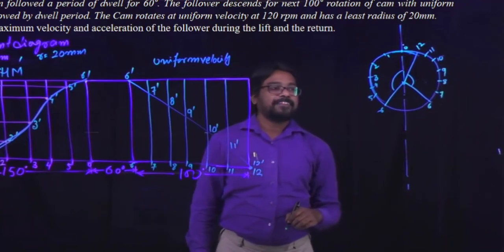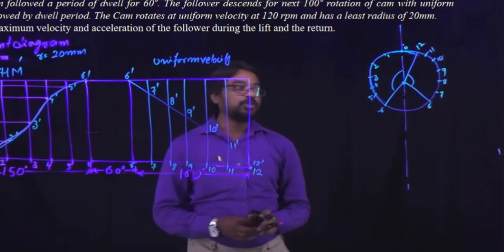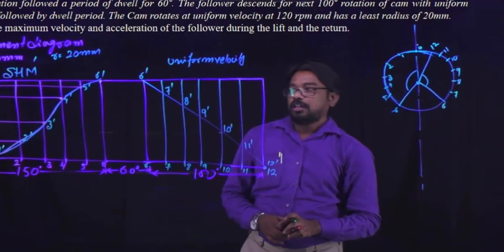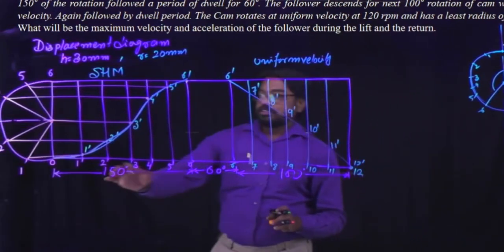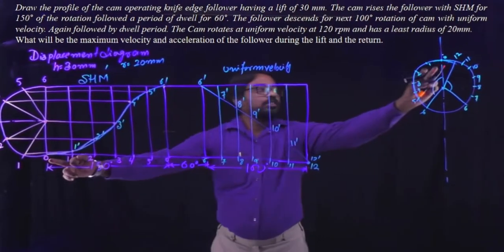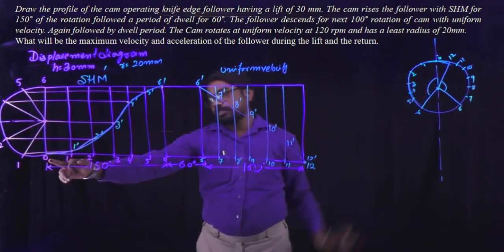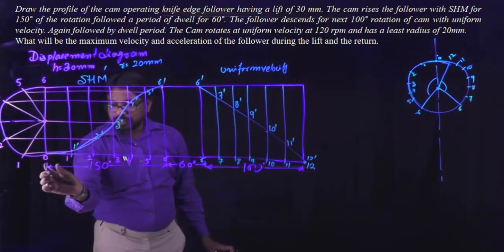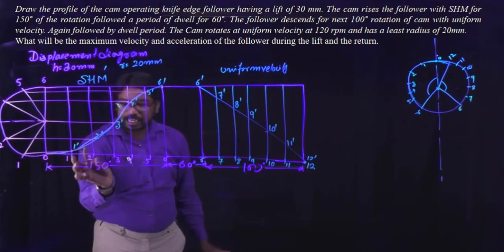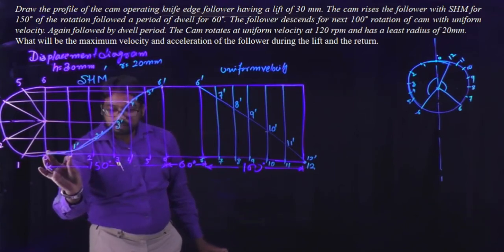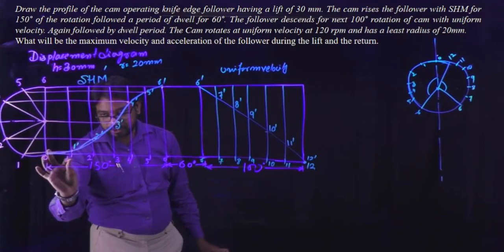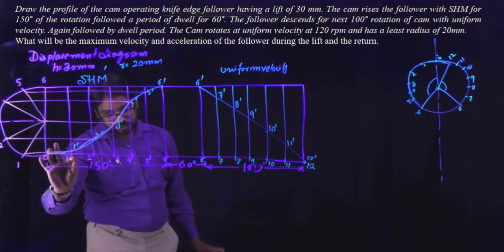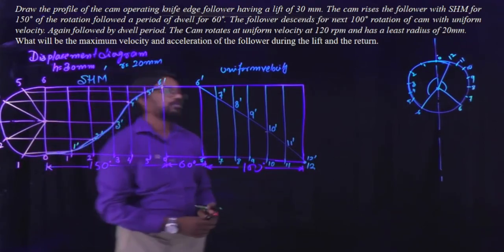Now it's the important one: how to generate the profile. What we have got is 0 here, so it's the origin. When the cam started rotating from 0 to some angle, the follower has lifted from 1 to 1 dash.